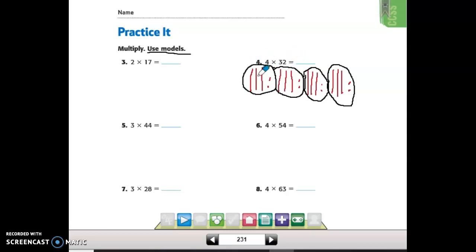So I've got 32, 10, 20, 30, 1, 2. And I've got 4 groups of that because it's 4 times. So that's all I'm looking for when you're doing your modeling for these problems.